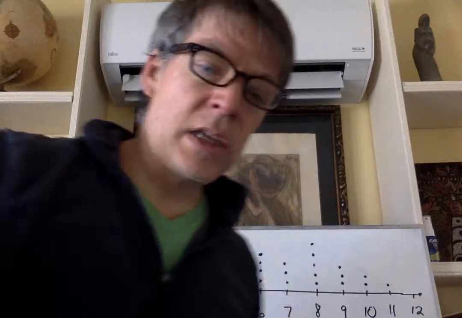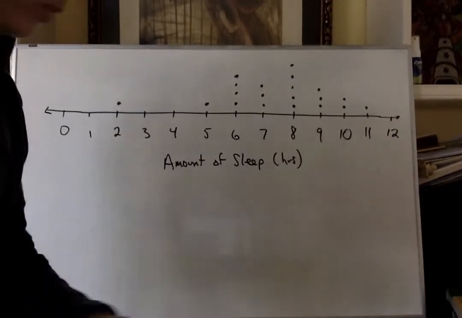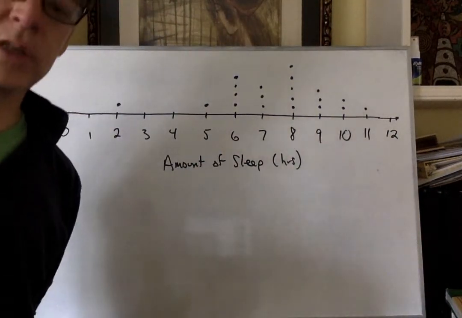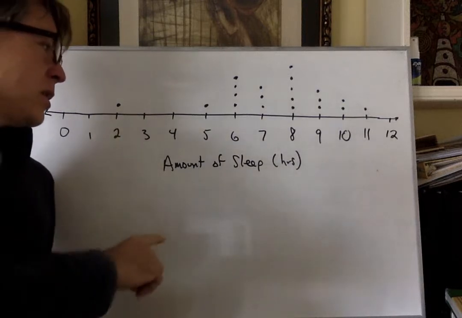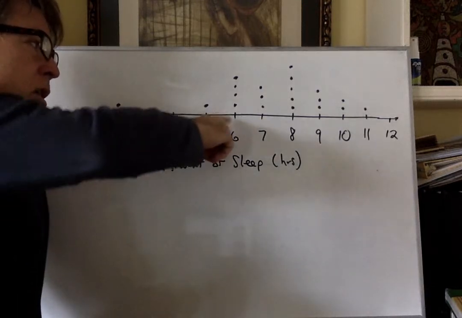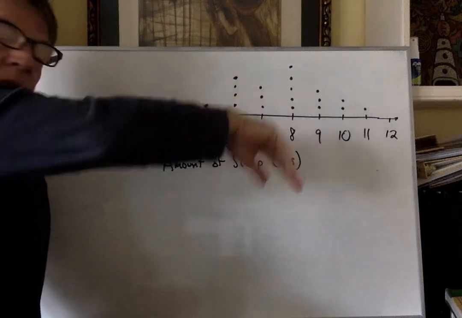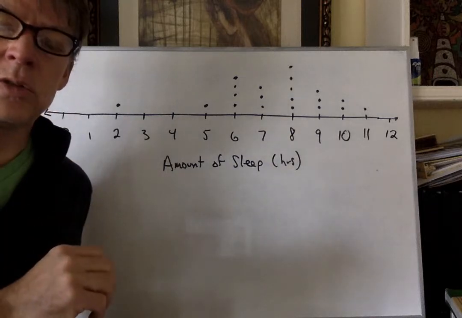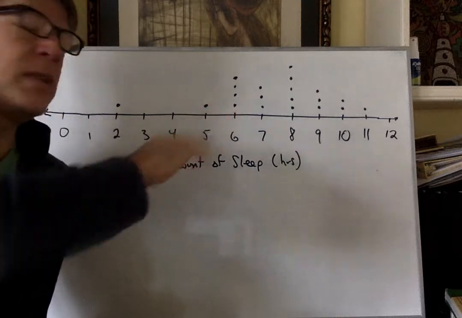So first thing, making a dot plot. Well, here's what a dot plot looks like. What I have here is a list of kids, and we asked them one question: how much sleep did you get last night? So one kid said they only got 2 hours. One kid said they got 5 hours. 4 kids said they got 6 hours. 3 kids said they got 7, etc. So that's a dot plot. It's a pretty nice, easy way to get a list of numbers and just make them into a picture.